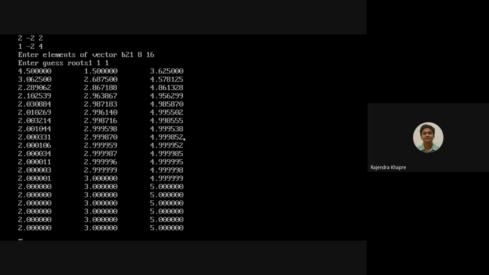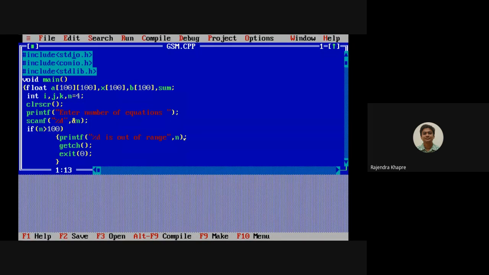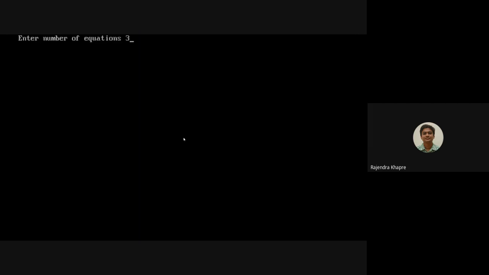Now count how many iterations it takes: 1, 2, 3, 4, 5, 6, 7, 8, 9, 10, 11, 12. Whatever, you see it changes. So depending on the guess roots, if I run the program once again and choose roots very close to the actual solution, which is 2, 3, and 5, for example 3, 3, 3, I'm sure you will get a quicker solution.